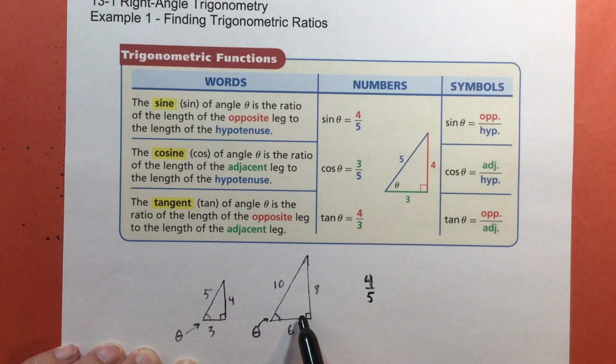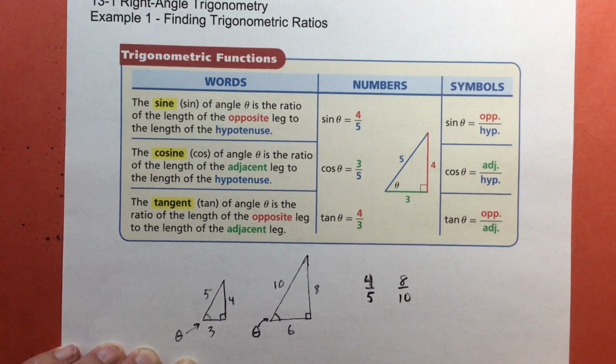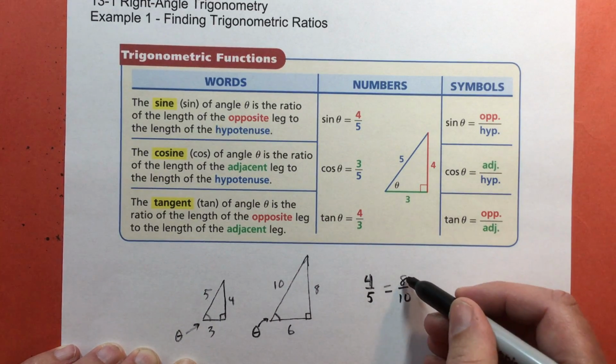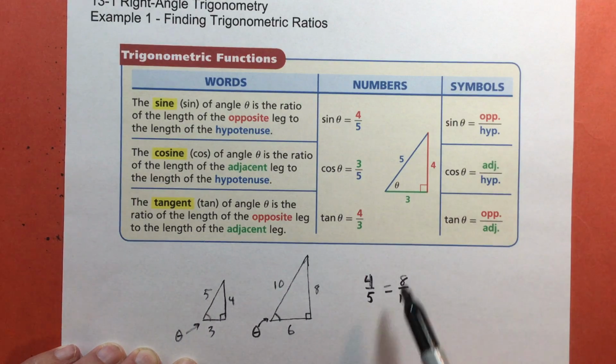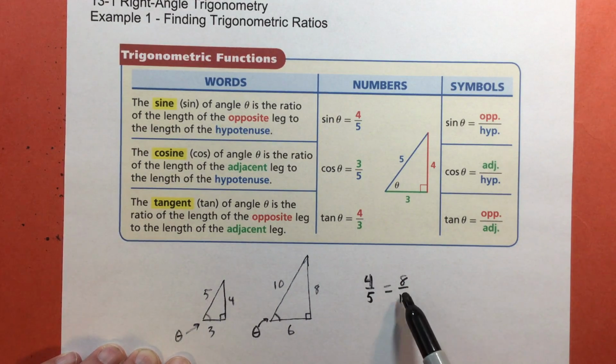But in this triangle, and again, these are the same angle measurements, the opposite over the hypotenuse is going to be 8 over 10. It's easy to see that these two are equal to each other, because if I reduce 8 over 10, I get 4 over 5. You can cross multiply. 5 times 8 is 40, and 4 times 10 is 40. So I know these fractions are equal. And if you wanted to, you could change them to decimals. 0.8 equals 0.8.